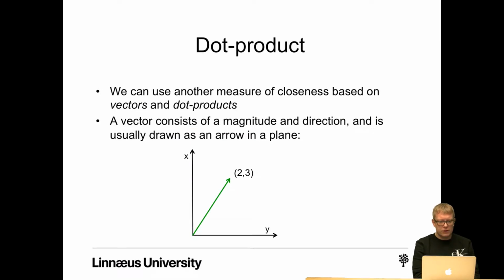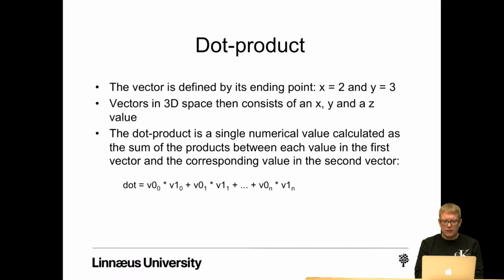We can use another measure of closeness based on vectors and dot products. A vector consists of magnitude and direction and is usually drawn as an arrow in a plane, as shown in the figure. A vector is defined by its ending point. In the example, x is 2 and y is 3, and vectors in 3D space then consist of an x, y and z value, and we can even use higher dimensions.